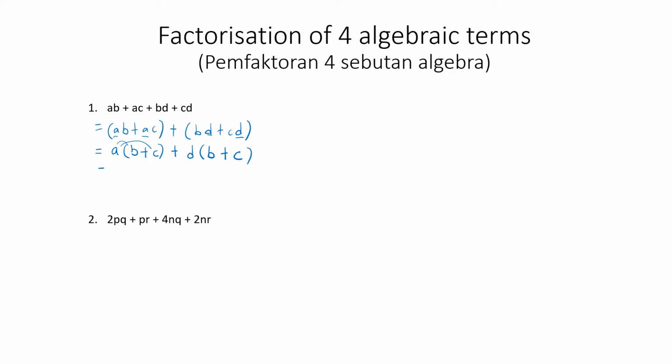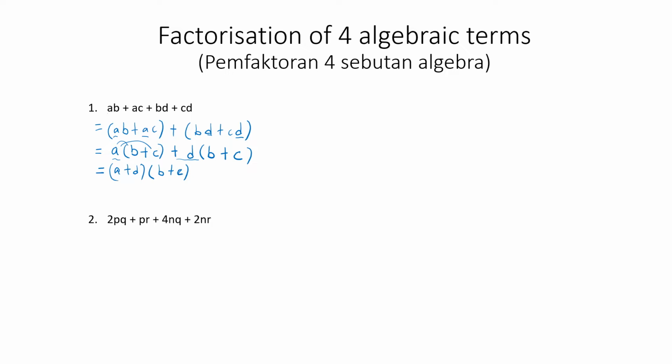So for the last step, you put the common factors only once. So you write only once. And the remaining will be A plus D here. So A plus D. And the common factor is B plus C. You write only once.